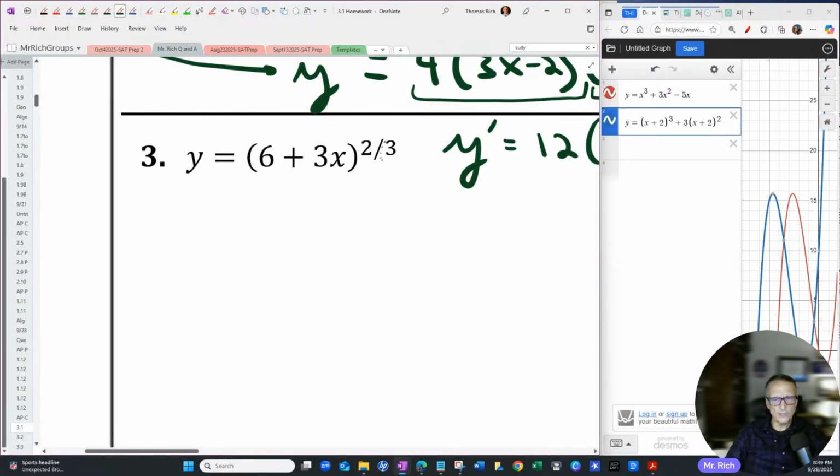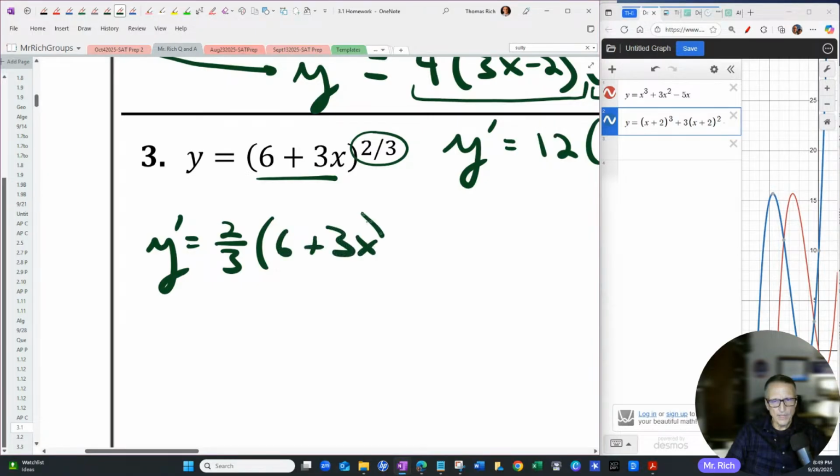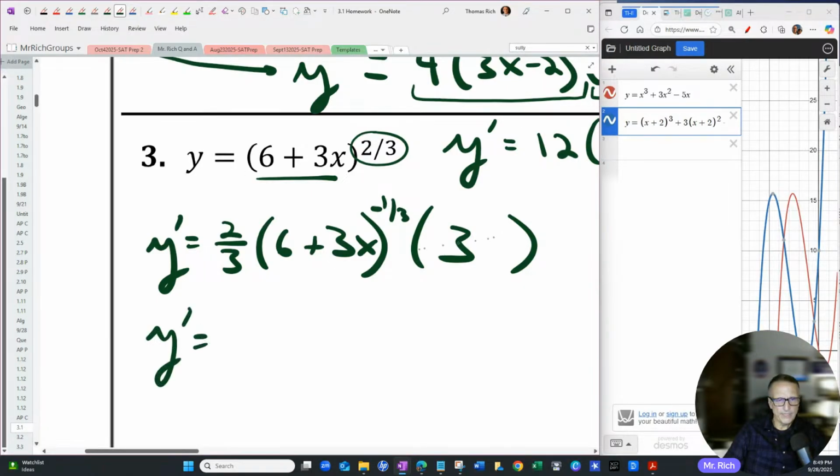Okay, 6 plus 3x all raised to the 2/3 power. So I do know that I have a function within a function. So using the power rule, that 2/3 exponent comes out to the front. I leave the inside part alone, and then I'll reduce that exponent by 1. So I'll take 2/3 minus 3/3, which gives me a negative 1/3. And then I will multiply that by the derivative of the inside part, which is just 3. I will clean that up just a bit because this 2/3 is being multiplied by the 3, which will make that just a 2.